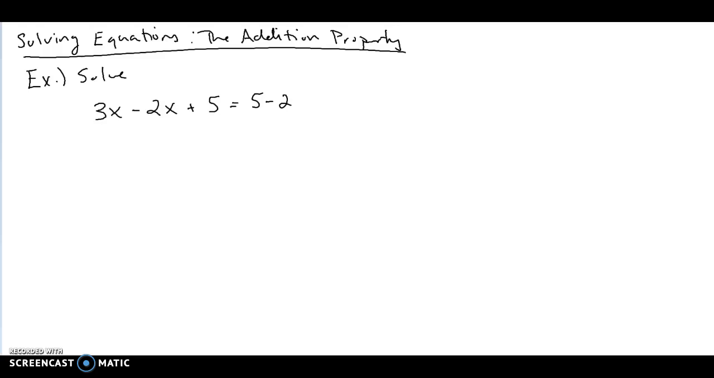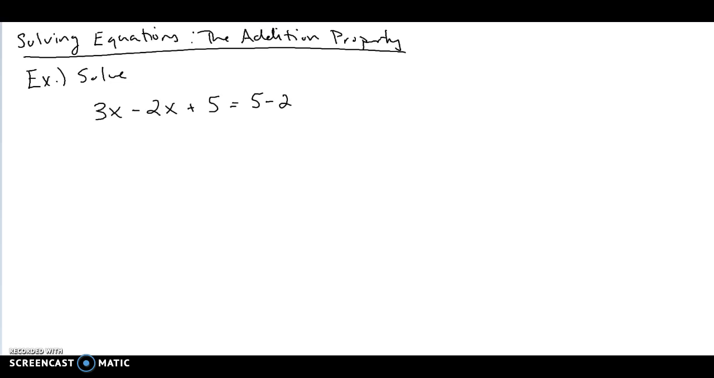In this video, we're going to talk about solving equations, and in particular, we're going to talk about solving equations using the addition property. Let me explain what the addition property says. If you look it up in a textbook, they make it sound really complicated, but really what it says is if you add something to one side of the equal sign, you absolutely, positively have to add it to the other side of the equal sign because we're trying to keep these equations balanced out.